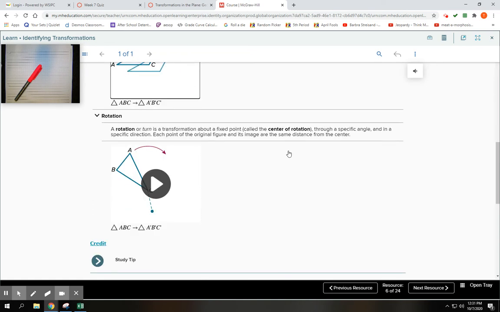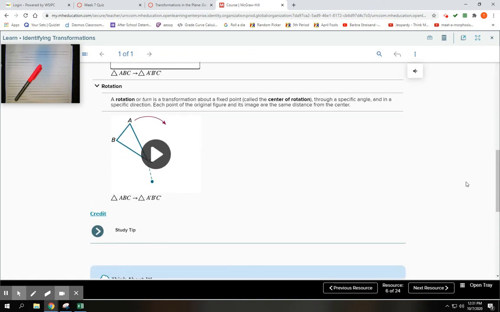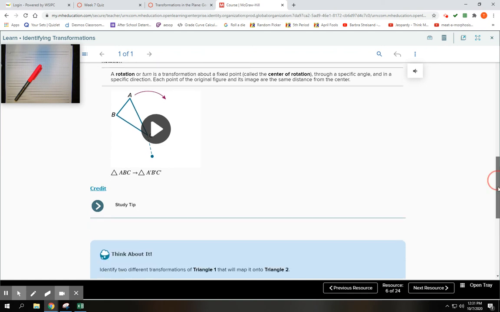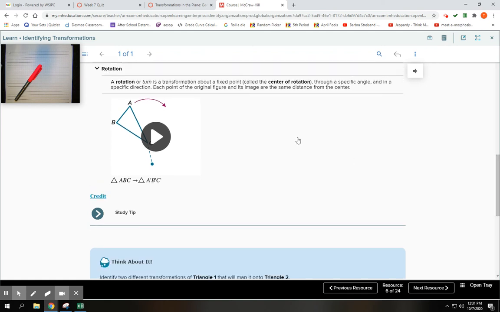Rotation, or turn, is a transformation about a fixed point called the center of rotation. Sometimes it will be the origin, the point (0, 0), sometimes it won't be. Sometimes it'll be other places. You'll have a specific angle that you rotate and a specific direction. Each point of the original figure and its image are the same distance from the center.